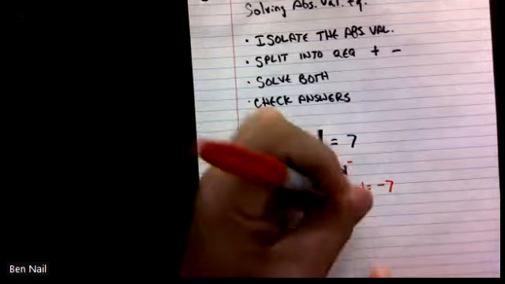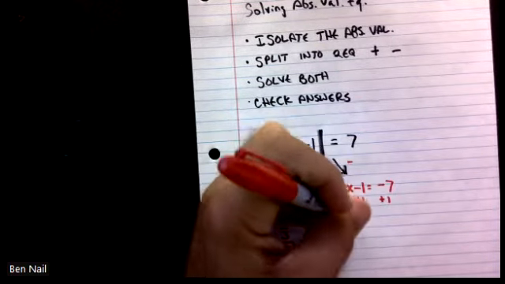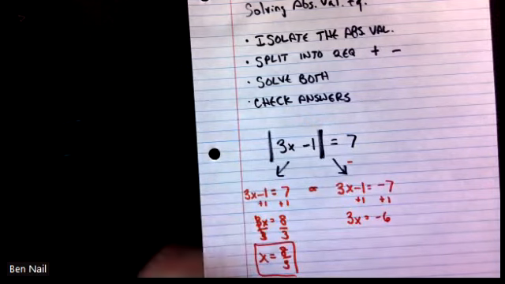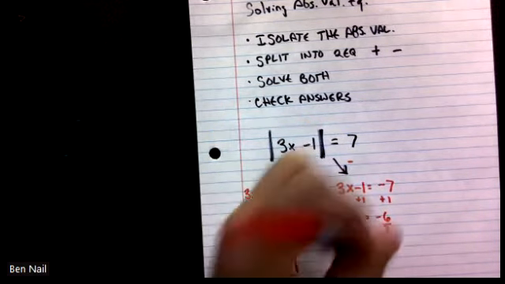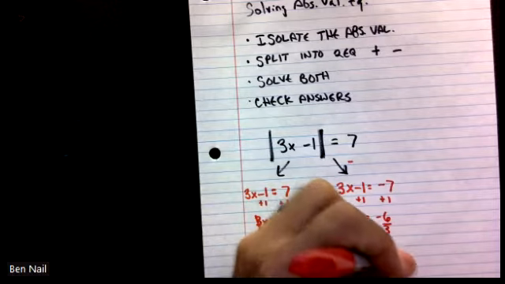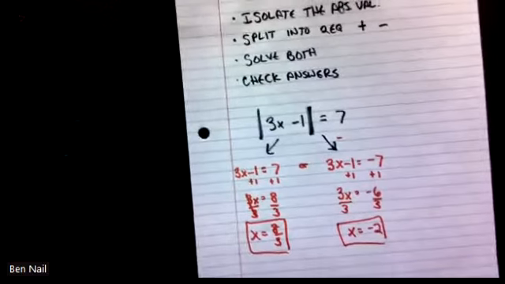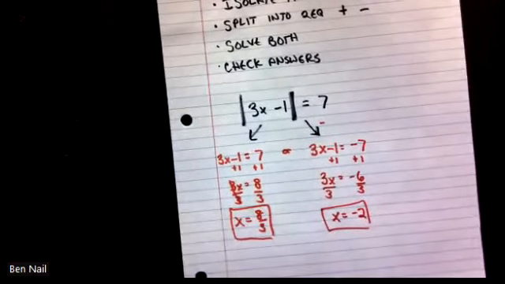Okay, same game. Add 1. So 3x equals -7 plus 1, which is -6. Again, divide by 3, and x would equal -2. And both of those answers should work.